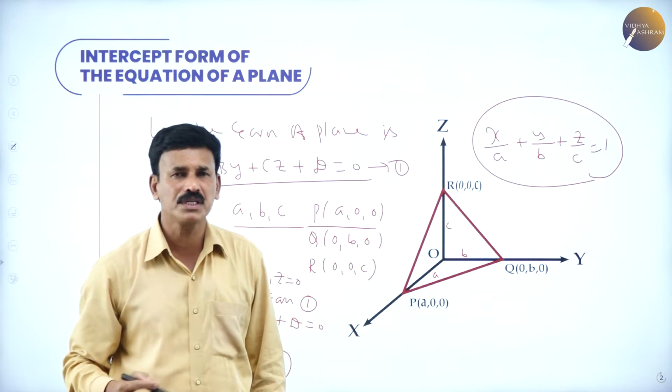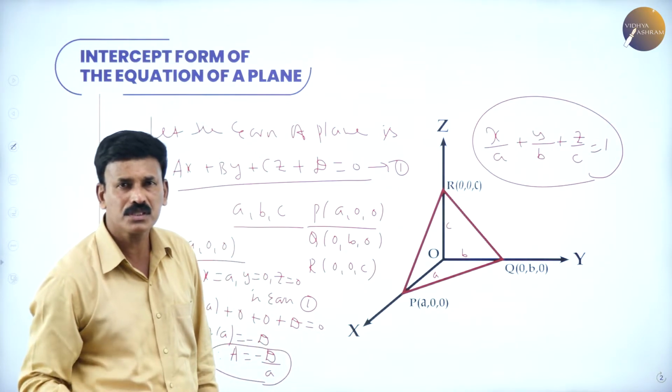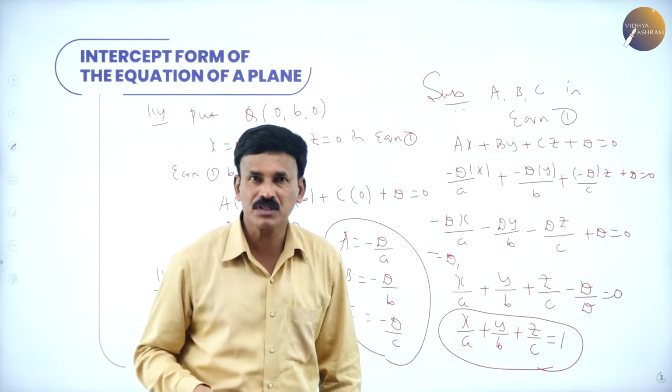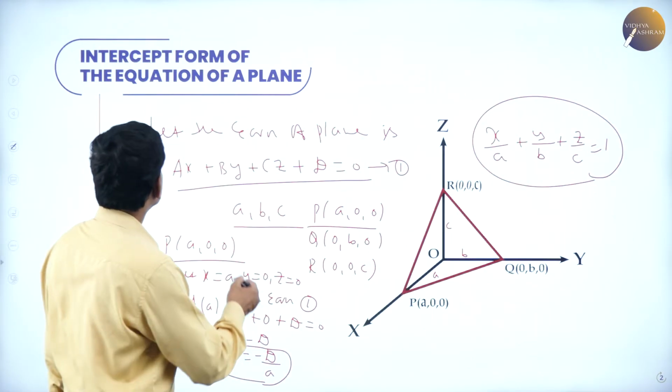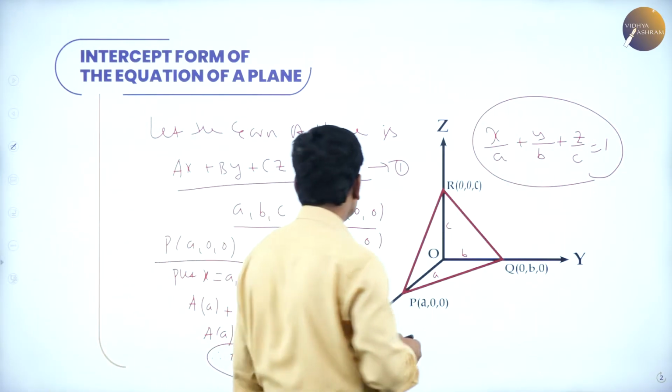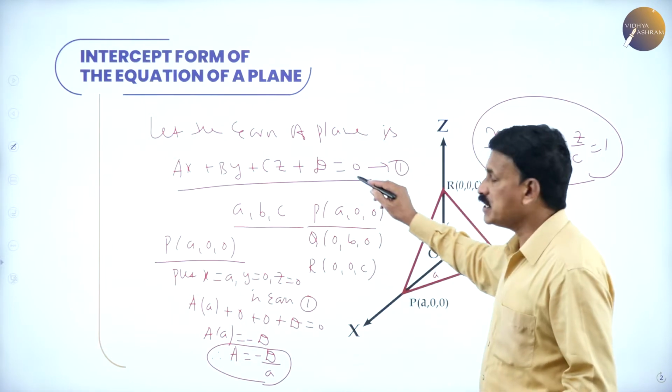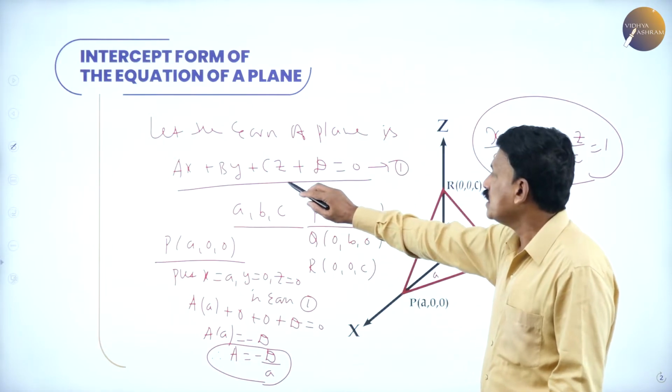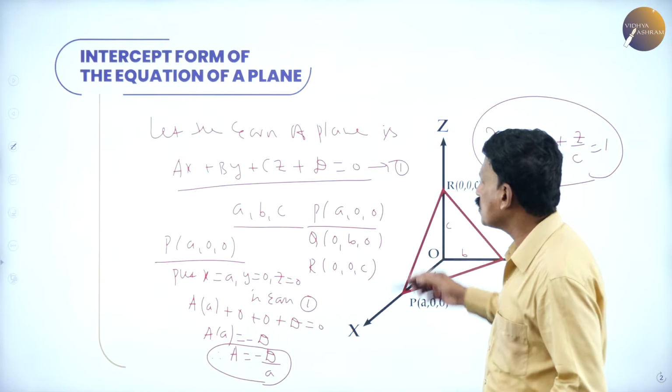This is a very, very important derivation. Hope you followed this. Now let me explain once again. To derive the equation of the plane in the intercept form, let us consider the equation of the plane in the standard form. Ax plus by plus cz plus d is equal to 0.